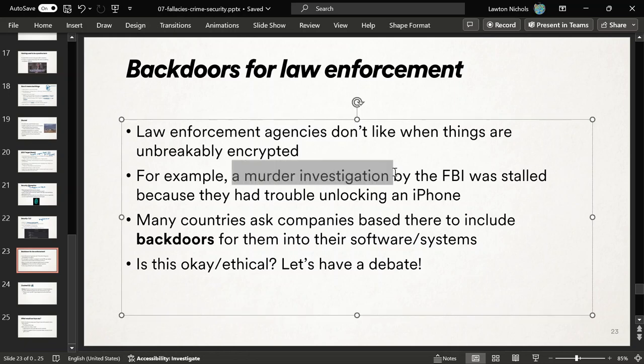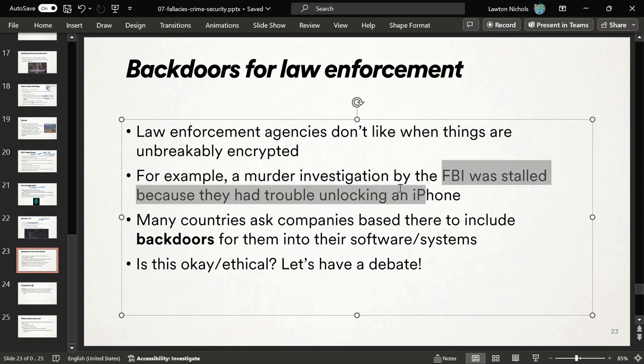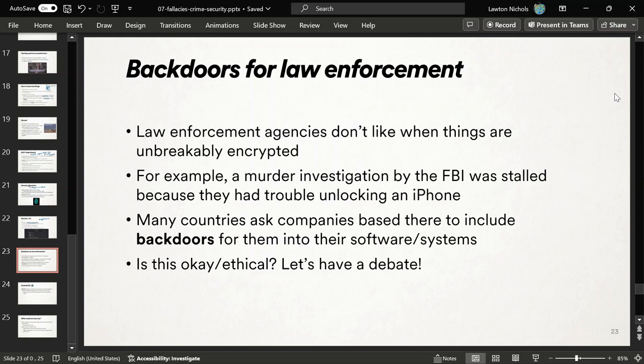For example, there was a murder investigation once upon a time, and the FBI took longer than they needed to because they messed up. They had a lot of trouble unlocking an iPhone because the encryption was so strong. There's a way to do it, a way that Apple lets you do it, but they did it wrong, and so the encryption wasted their time. They didn't like that.